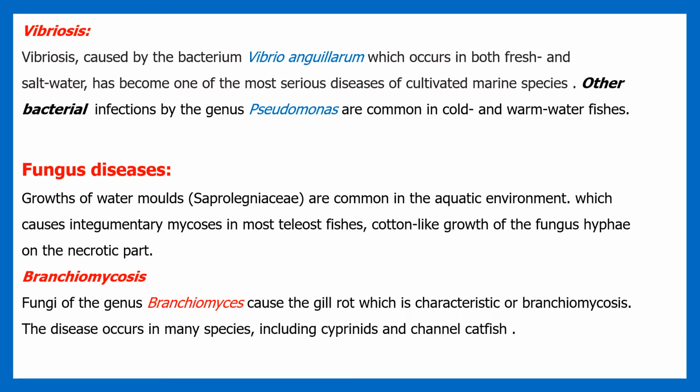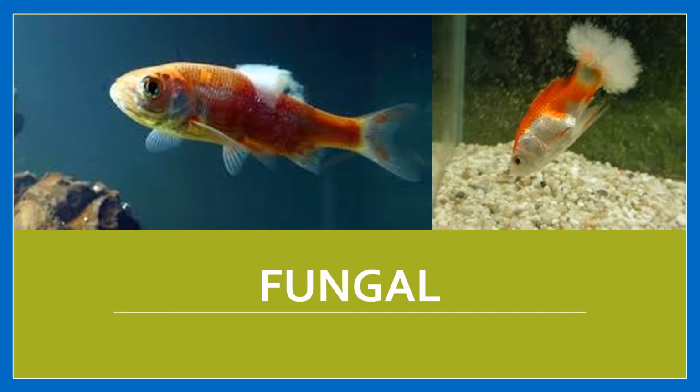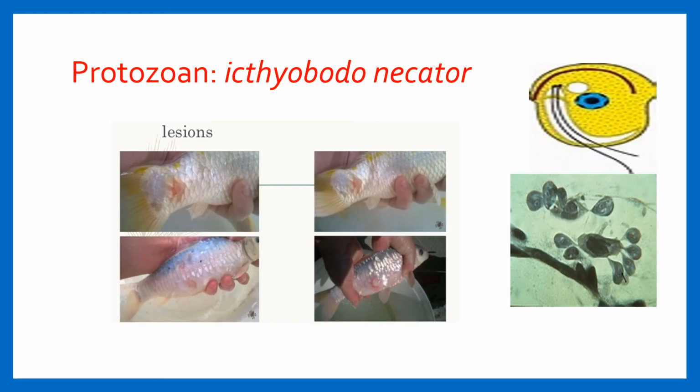The first fungal disease is branchiomycosis. Fungi of the genus Branchiomyces cause gill rot, which is a fungal disease. And here you can see the hyphae growth on the body of the fishes and in the tail region, that is the fungal growth on the fishes.